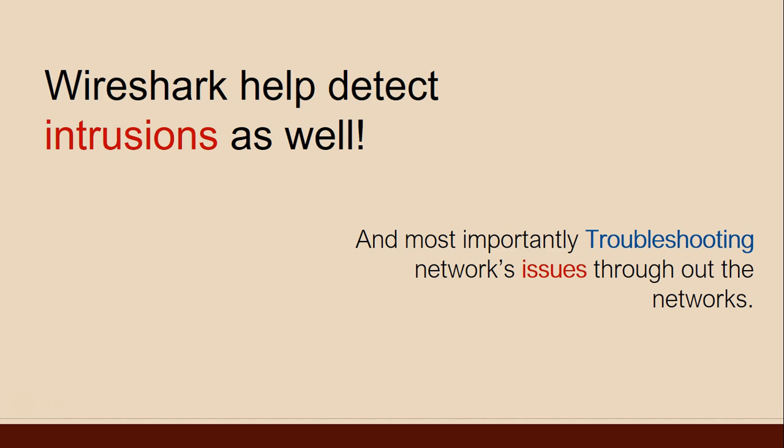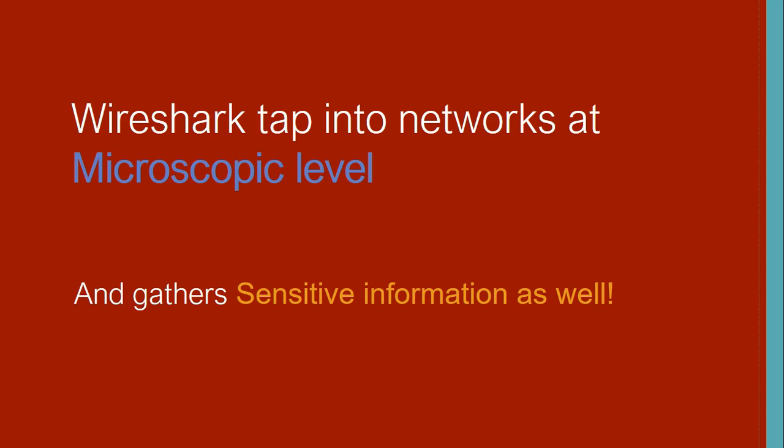Talking about Wireshark technologies, it can also detect intrusions. We can set the protocols and the parameters. If there is something going fishy, then Wireshark will alert us or the network administrators. And the most important part, network troubleshooting throughout a local area network or wireless network. As I said earlier, Wireshark taps into networks at the microscopic level in order to gain more sensitive information passing throughout the networks.